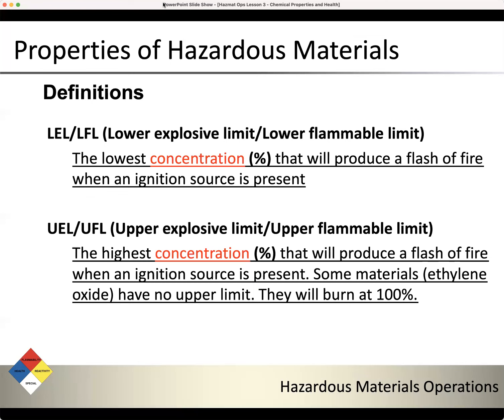When we talk about the UEL, or the upper explosive limit or upper flammable limit, this is the highest concentration that will produce a flash of fire when an ignition source is present. Keep in mind, some materials, like ethylene oxide, have no upper limit. They will burn at 100%. Ethylene oxide provides its own oxygen to support combustion.